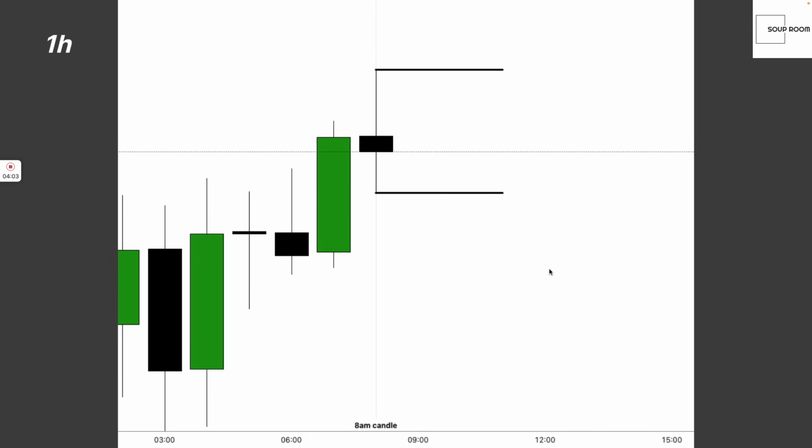So this is the 9 a.m. CRT model while price is breaking out. Example number 1. We are using the 1 hour time frame as usual, drawing out the 8 a.m. candle high and low.